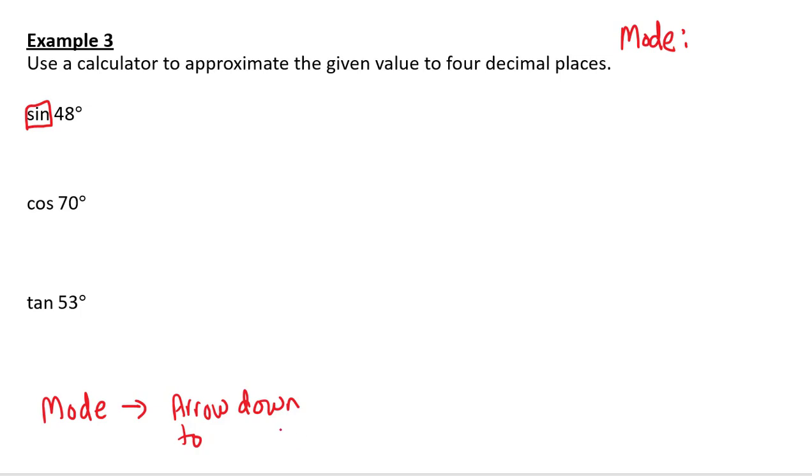to where it says radian or degree. You want to make sure degree has that black highlight on it. Probably most of your calculators don't. So you arrow down till degree is highlighted. Make sure you press enter when you're on degree. Okay? You want to make sure these are all in degrees. Then go back to your home screen.